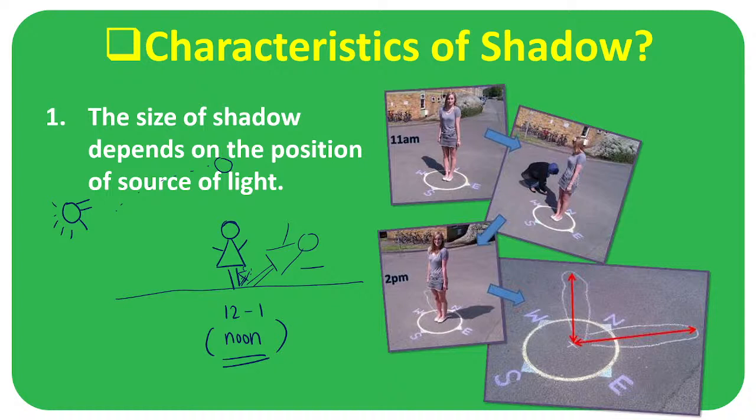Okay, so during the afternoon time, you will see the small shadow. You cannot say exactly 12. It can be during the afternoon time that you find your shadow is very small.